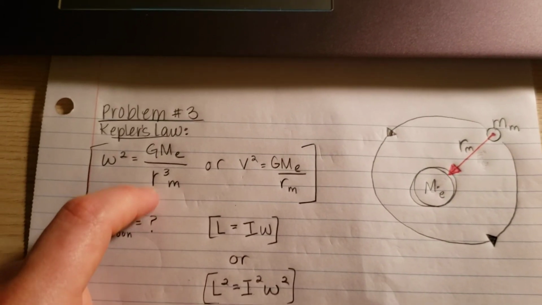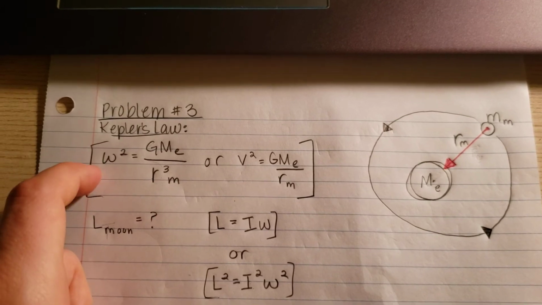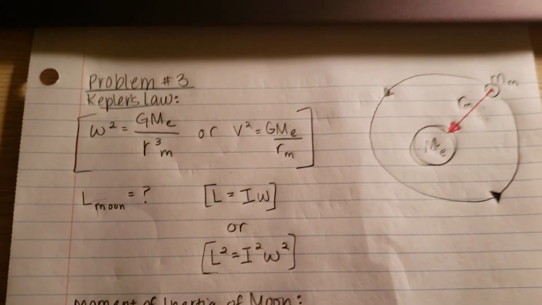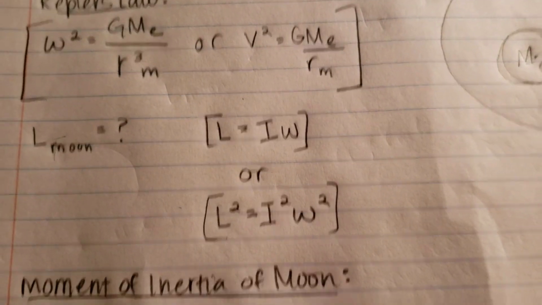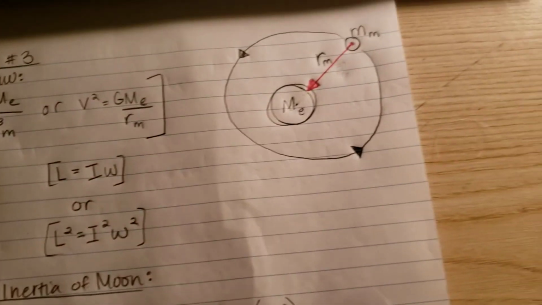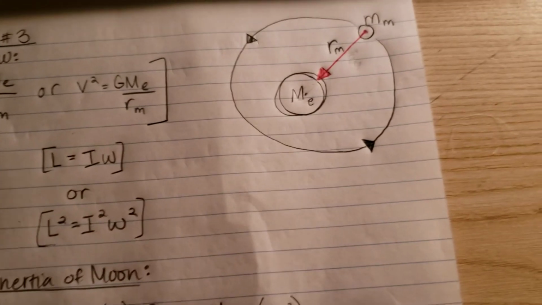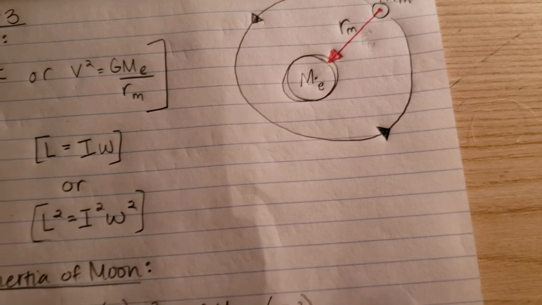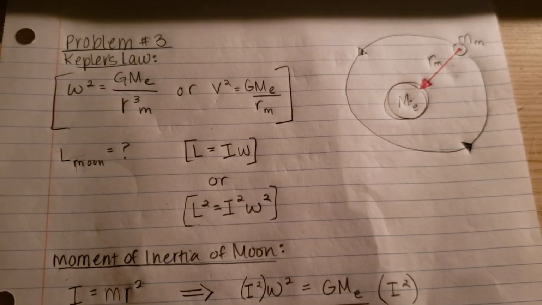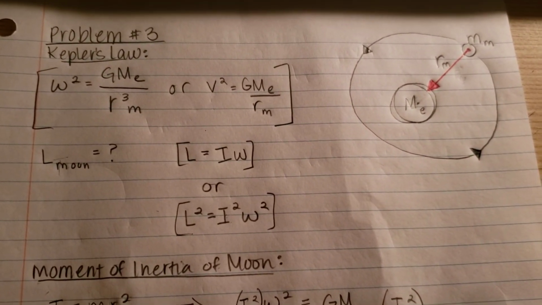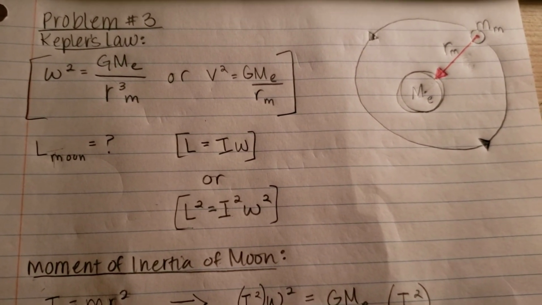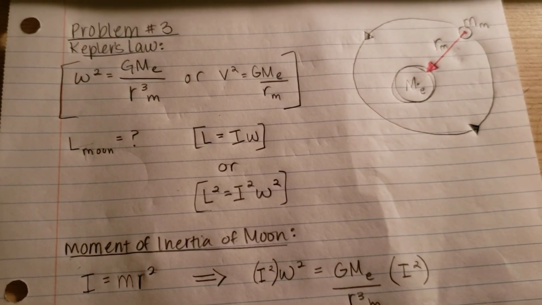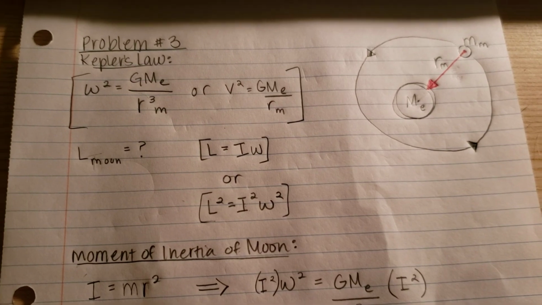So as r increases, angular velocity decreases, and as angular velocity decreases, we know the angular momentum is going to decrease. So the angular momentum of the Earth is actually decreasing as the angular momentum of the moon increases. And so, yeah, that's how the momentum is conserved in the system.